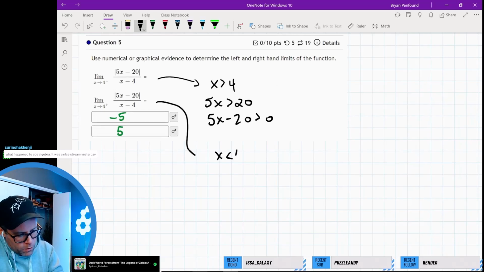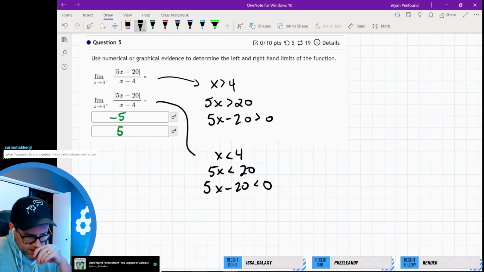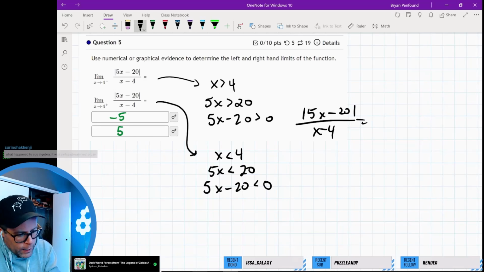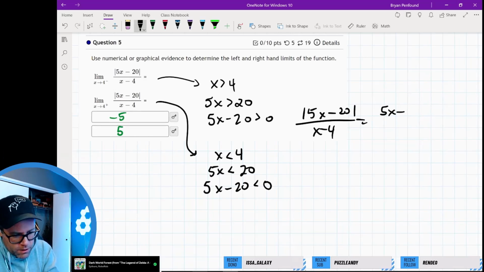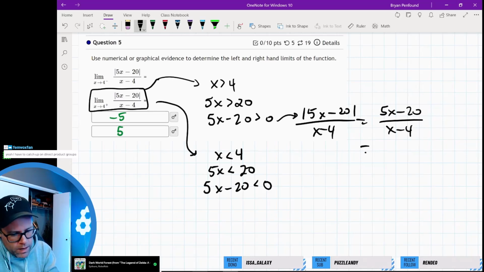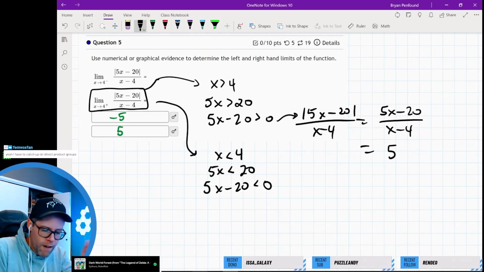However, if x was less than 4, then 5x would be less than 20. And now 5x take away 20 would be less than 0. So that gives me information about how I can take this 5x minus 20 and reduce it to something else. So this absolute value of 5x minus 20 over x minus 4, we can really rewrite this, in the first case, as 5x take away 20 over x take away 4. So that's this case here. And then this is going to simplify to 5 when we factor and cancel.